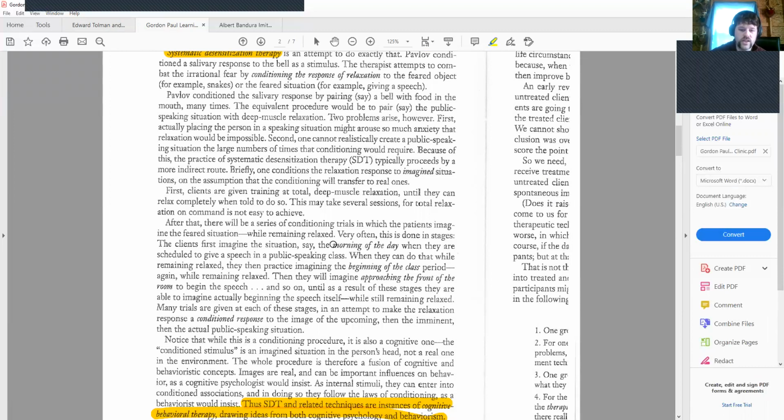So the morning of the day, the beginning of the class period, how you feel when you're approaching the front of the room. And in each situation, so you think, okay, it's the morning of the speech. How would I feel? As soon as I start thinking about the speech, maybe I'm nervous. Maybe I don't want to eat breakfast. So then he'd say, okay, now deeply relax. Okay. Mission accomplished.